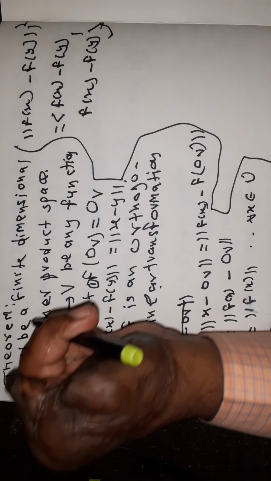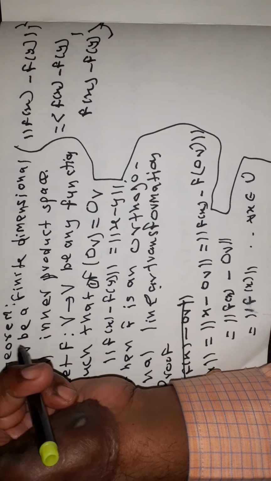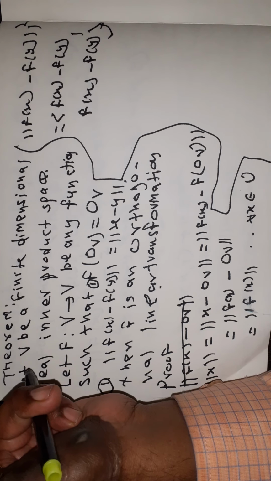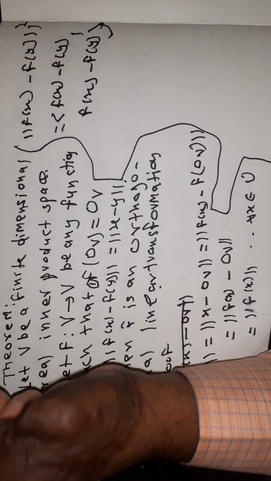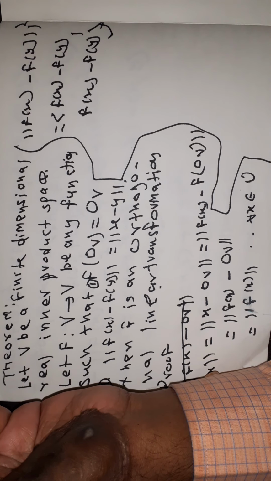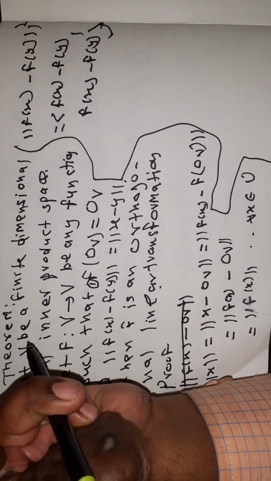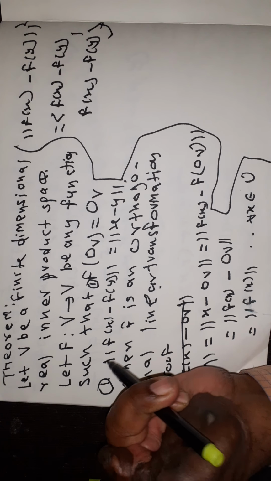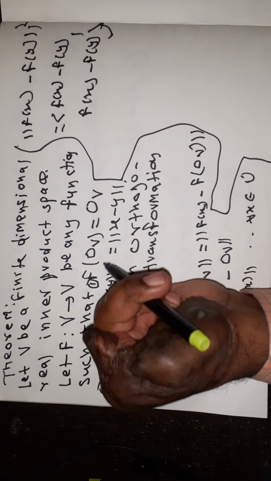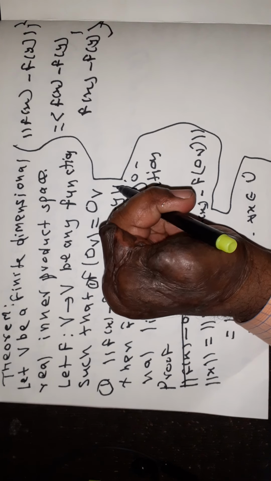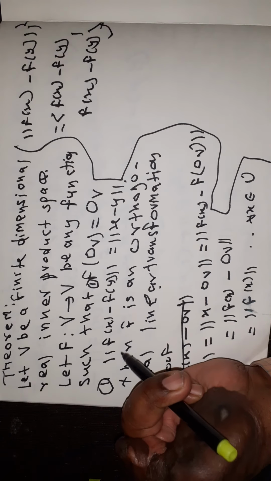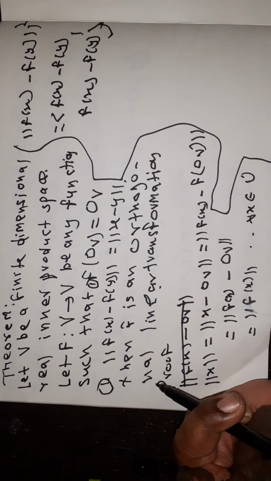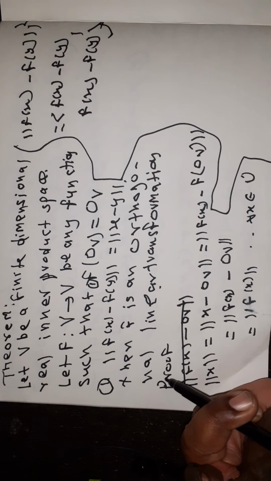Now see, in this lecture of linear algebra, we will learn a theorem. Let V be a finite dimensional real inner product space, which means V is a real vector space on which some inner product is defined. Let f: V to V be any function such that 1) f of 0_V is equal to 0_V, and 2) norm of f(x) minus f(y) is equal to norm of x minus y. Then f is an orthogonal linear transformation.